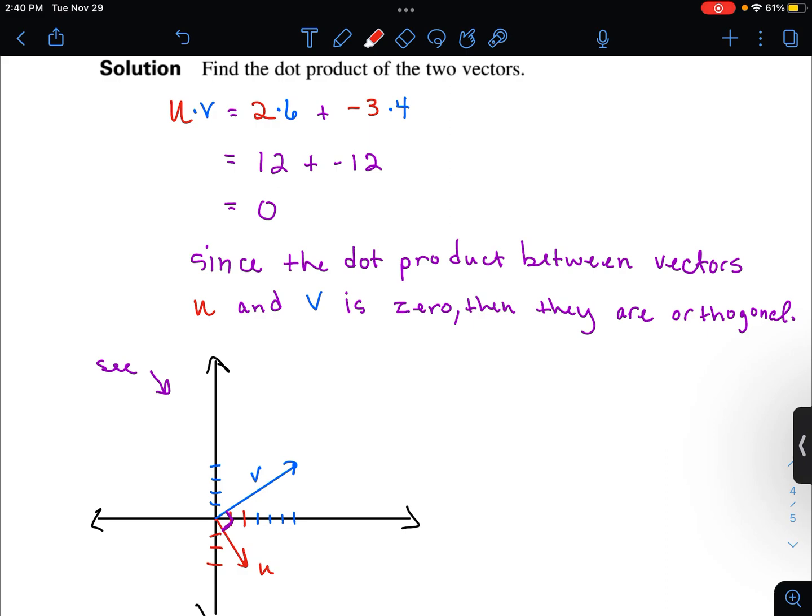So that was a short video on using dot products to find the angle between two vectors and to determine if two vectors are orthogonal to each other.